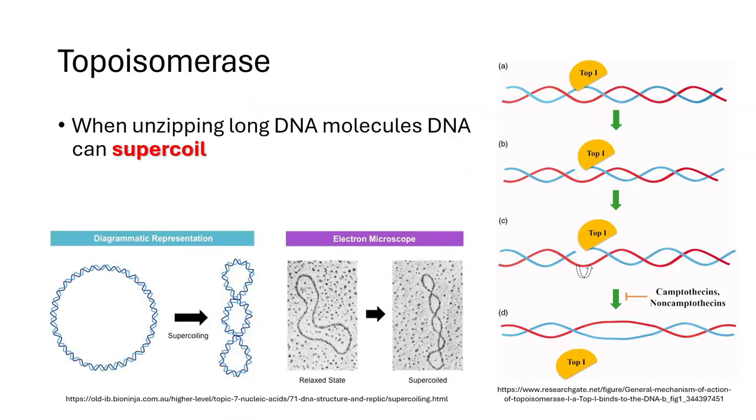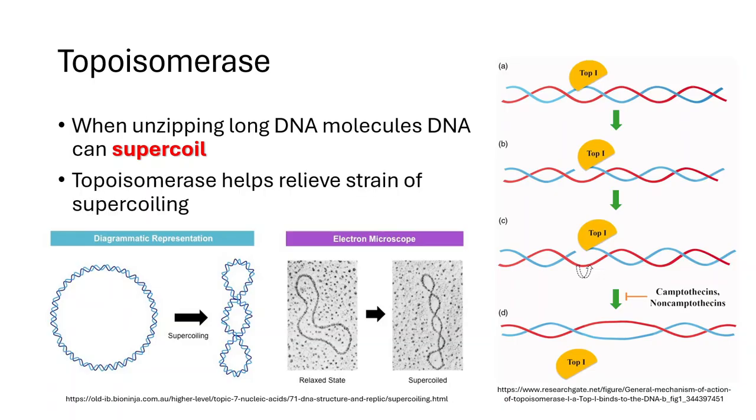The next enzyme that's involved is called topoisomerase. And topoisomerase is important because when you're unzipping a DNA molecule, if you think about if you've ever picked apart thread or strands of a rope, when you start separating them, things can kind of supercoil up behind that, and that creates some tension in the DNA molecule. So to prevent that, you have this molecule called topoisomerase that helps relieve the strain of what we call supercoiling.